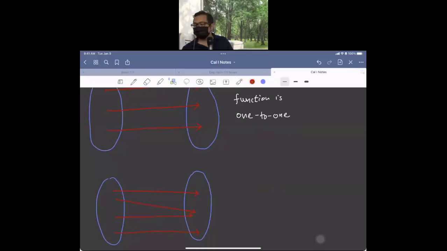For example, you can see easily if we have a typical x squared, the typical x squared. When you have the positive one here, and the negative version will also have the same value, right? The same value here. So we are not saying that this is 1 to 1. Okay? It's not 1 to 1.